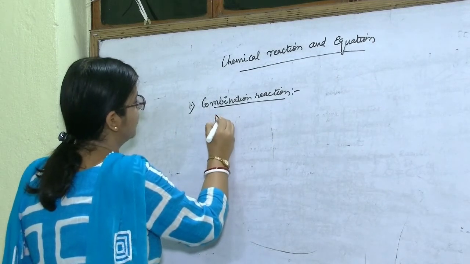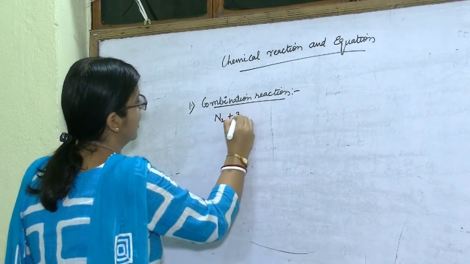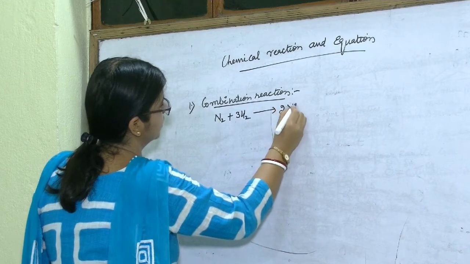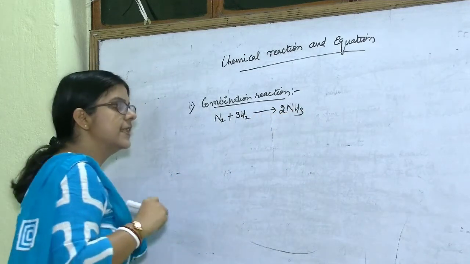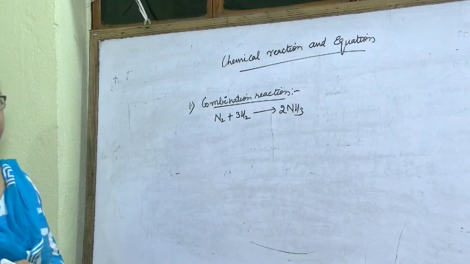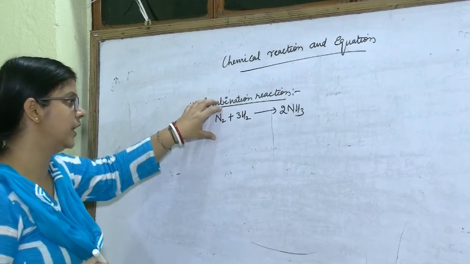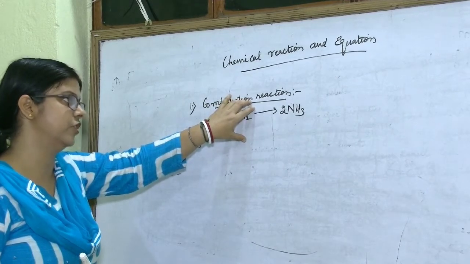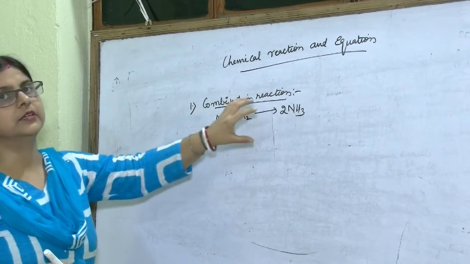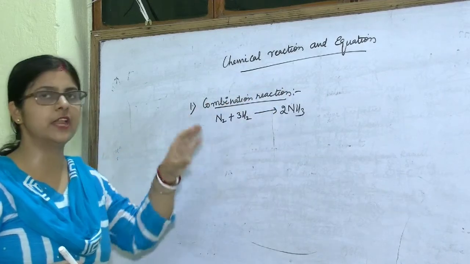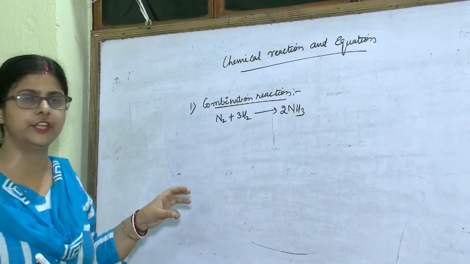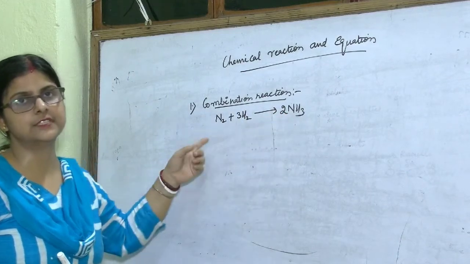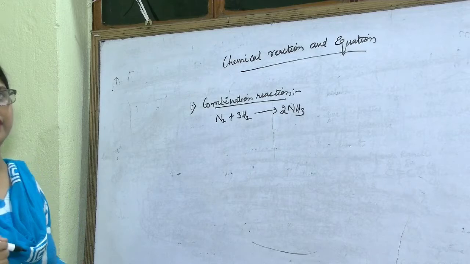Write formation of ammonia from nitrogen and hydrogen. N2 plus 3H2 gives 2NH3. This is an example of combination reaction. Here you see nitrogen is combining with hydrogen under specific conditions, at near about 700 Kelvin and 200 atm pressure, and it is forming ammonia. So this is an example of combination reaction.